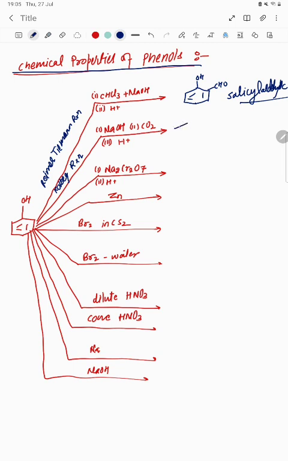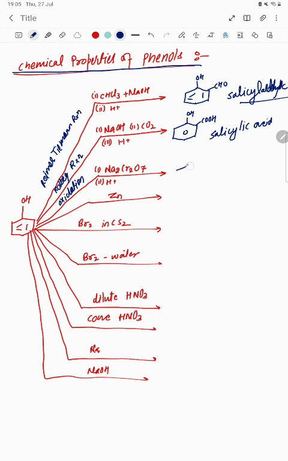So here we are writing the product, salicylic acid. Here you will find the OH group and the COOH group is added. So this is salicylic acid. Now the next one is oxidation, with sodium dichromate on acidification. This reaction is called oxidation of phenol.